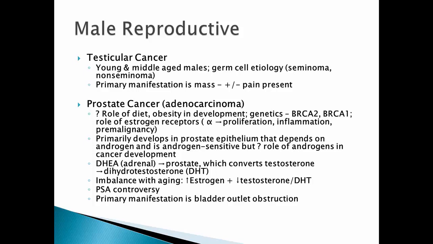Most of these cancers have a germ cell etiology and may either be a seminoma or a non-seminoma. The seminoma is the least aggressive of the two. With testicular cancer, the primary manifestation is a mass in the testicle, and that mass may or may not be present. Any testicular mass needs to be evaluated.